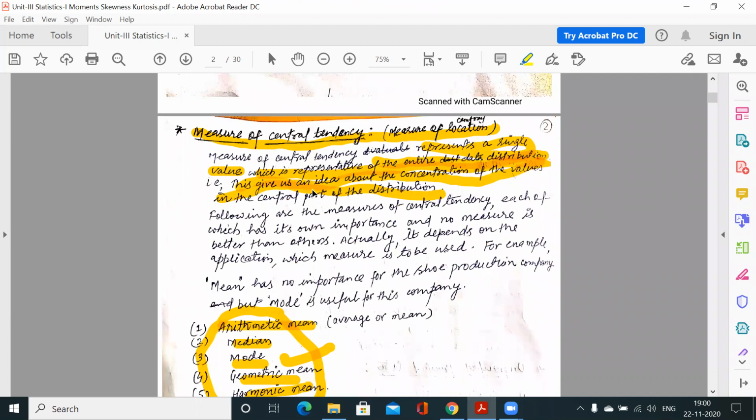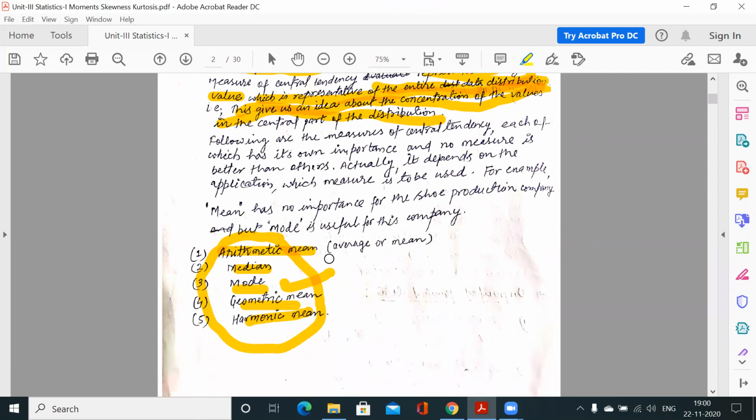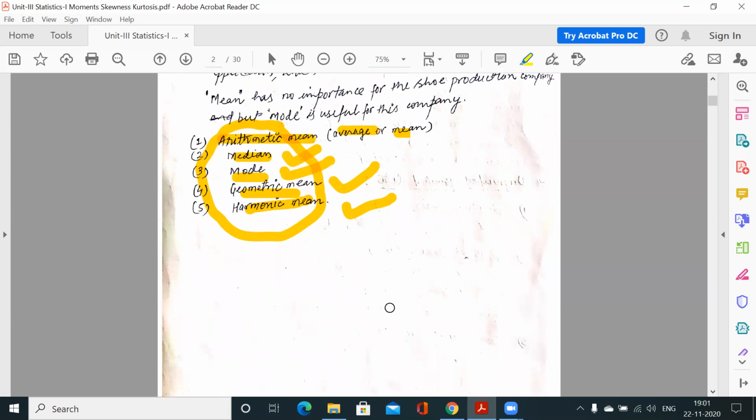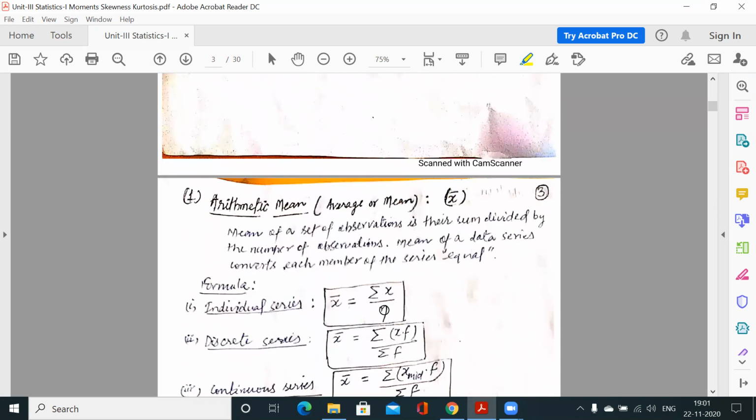So now you know what is data, what is the importance of arranging the data, and what is the importance of calculating the central tendency for the data. We calculate the central tendency to find one single value which can represent all data points. There are a lot of measures like arithmetic mean, which we say is the mean or average, the median, mode, geometric mean, and harmonic mean. One by one we will get to know how to calculate arithmetic mean, median, and mode.